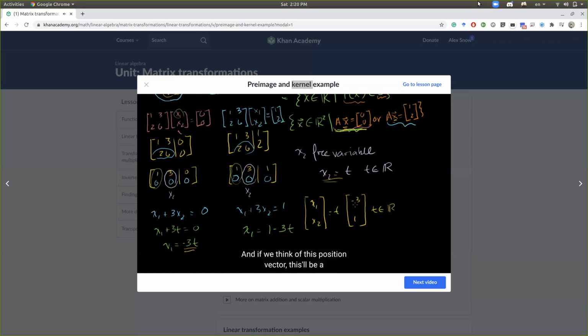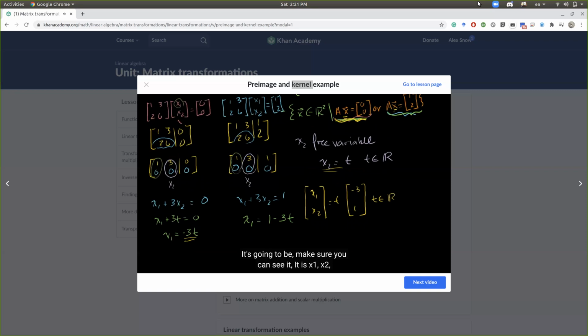And if we think of this as a position vector, this will be a line in R2, and I'll draw that in a second. So that's the solution for this first equation. And then the solution for the second equation, how can we set this up? It is x1, x2, and x2 once again is just t times 1. So it's t times 1. That's x2. Now what's x1? x1 is equal to 1 minus 3 times t. So if we do a minus 3, that gives us our minus 3 times t, but we need to do a 1 minus that, or 1 plus minus 3 times t.